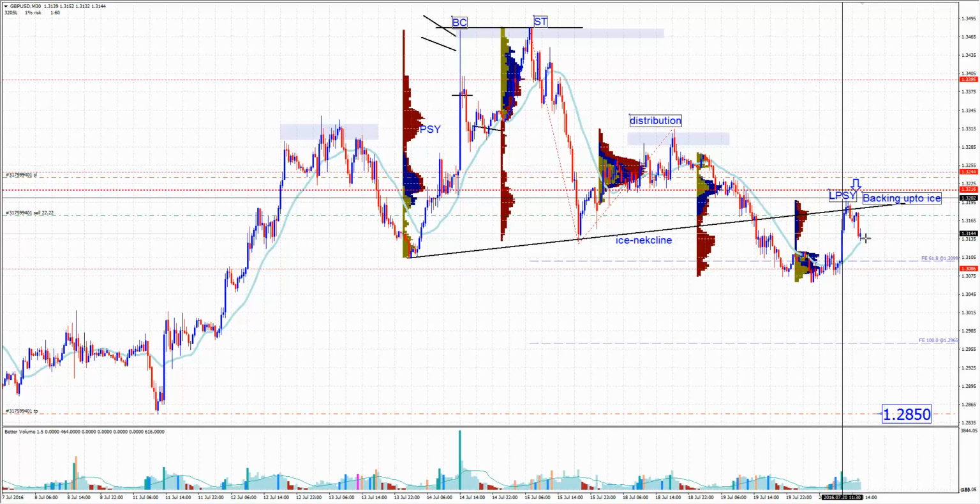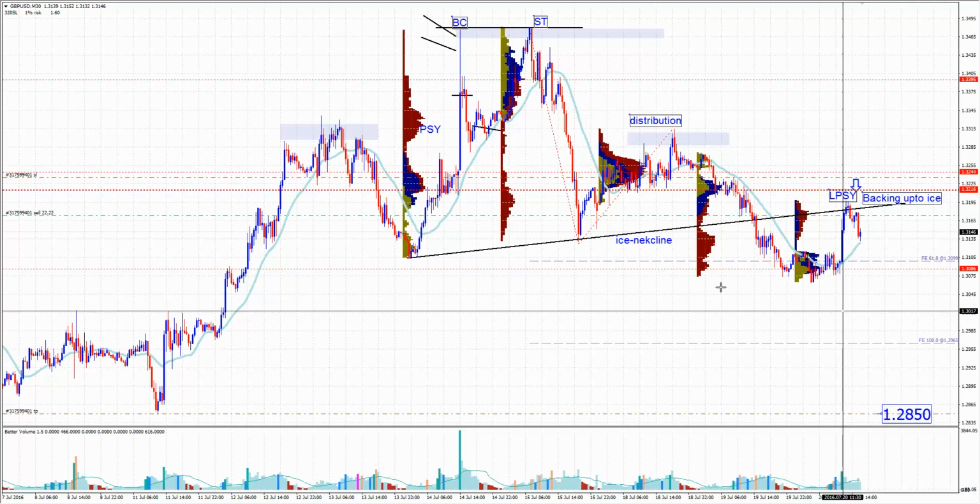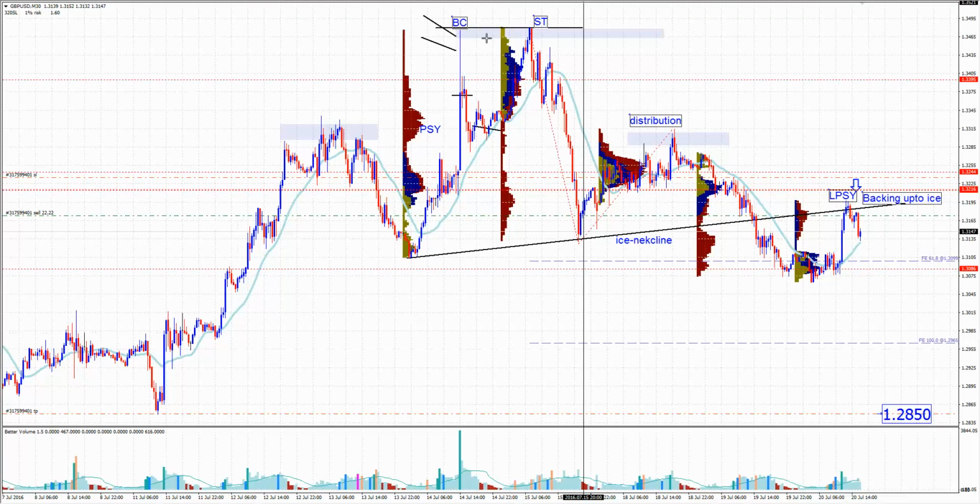So that's about the GBP/USD. I'm still very bearish, with stop loss near 1.3200, 3035, and my target is 1.2850. So that's about the GBP/USD.